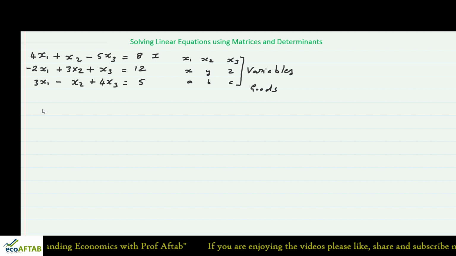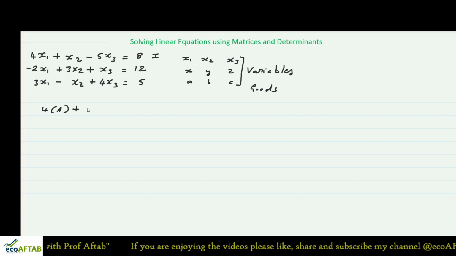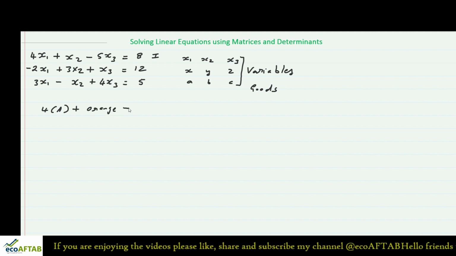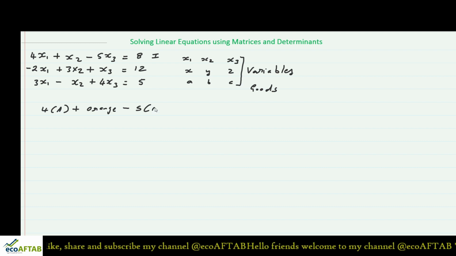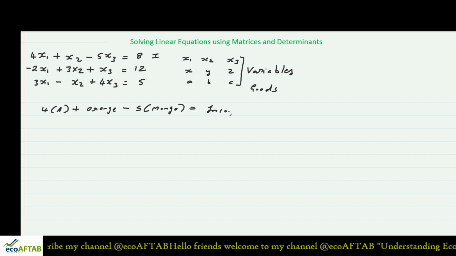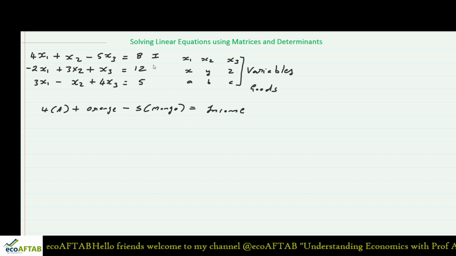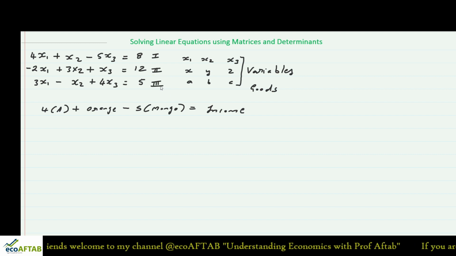So, here it can be 4 apples plus 1 orange minus 5 units of, let us say, mango, and this is your income. So, this is how we can read this particular equation. This is for the first market, this is for the second market, and this is for the third market.